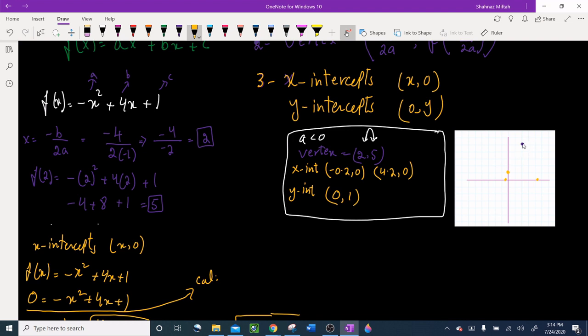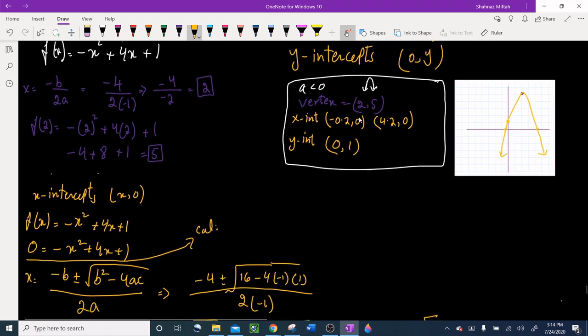All you have to do is connect the dots, and this is your best approximation right there. So that's how the graph is going to look. Now, like I said, I'm going to show you how to use your calculator after this, and you will get your negative 0.2 and 4.2. So I'm going to show you how to graph all of that using a calculator. Now let's go to the calculator.